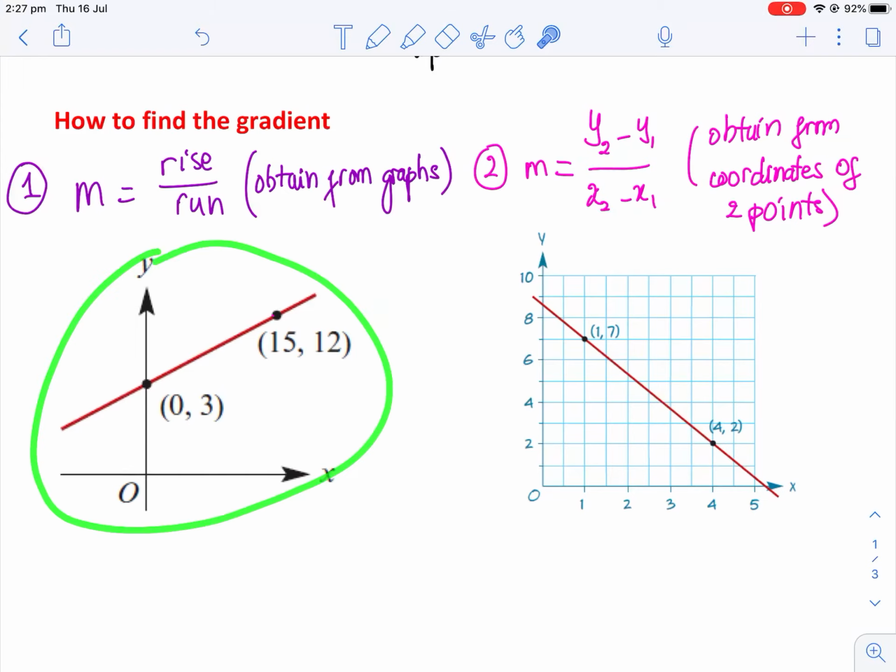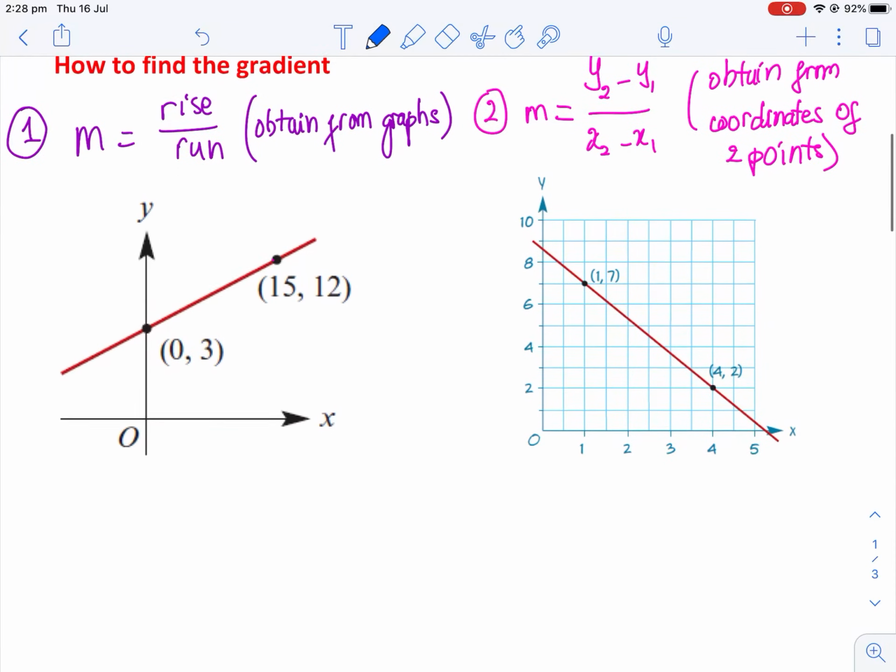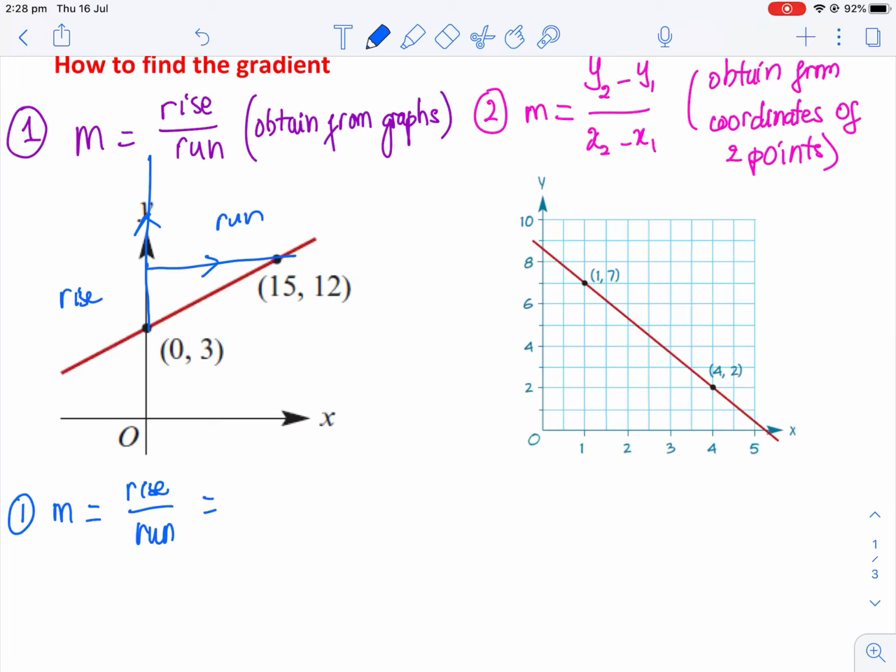Now, we're going to do some examples to remind ourselves how to find the gradient from graphs and from points. With the first one here, I have this graph and it's passing through two points here. I'm going to use the first method because I have a graph. I'm going to write m equals rise over run. How can we find rise and how can we find run? From the first point, you rise up, rise always goes up, and then from here you run to the second point. So this one is rise, this one is run.